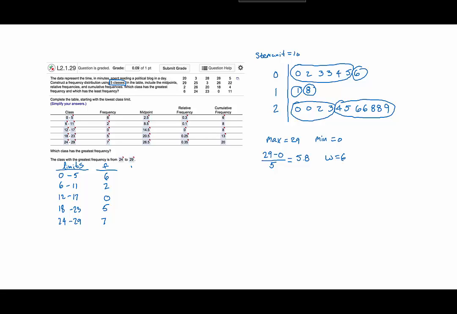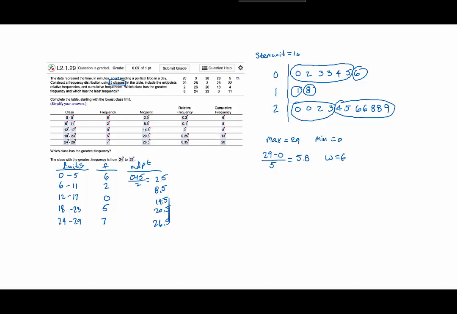The midpoints we would find just by adding the class limits and then dividing by 2. So the first midpoint would be 2.5. After that, we can just add 6, or we can continue to do the same. 6 plus 11 would be 17, divided by 2 would be 8.5. And then 14.5, 20.5, and 26.5.